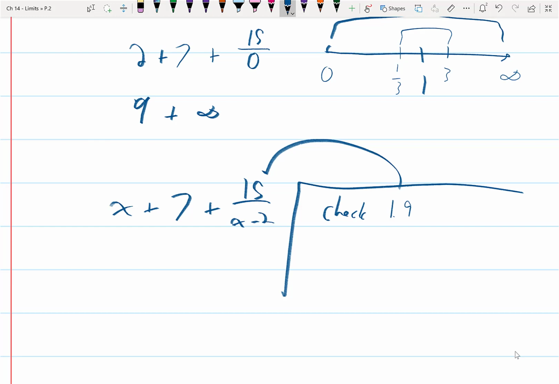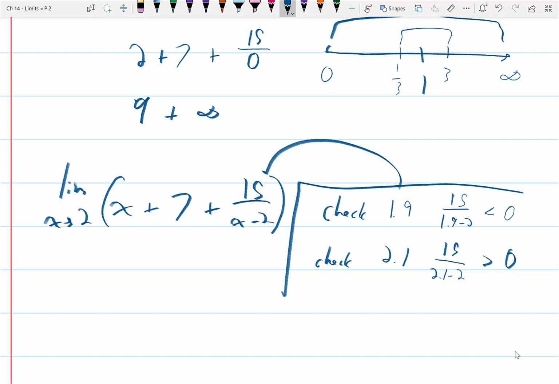What happens is I check 1.9 when I plug it into 15 over x minus 2. Yeah, we get 15 over 1.9 minus 2, which is definitely less than 0. We're also going to check 2.1, which is 15 over 2.1 minus 2. And that's greater than 0. Well, they're right about to the left and the right of 2. If I look at what I'm really doing, the limit as x approaches 2 of all of this, I want to figure out what's happening to the right of 2 and to the left of 2 and see if I'm approaching in the same direction or in opposite directions. Does that make sense? Yeah.